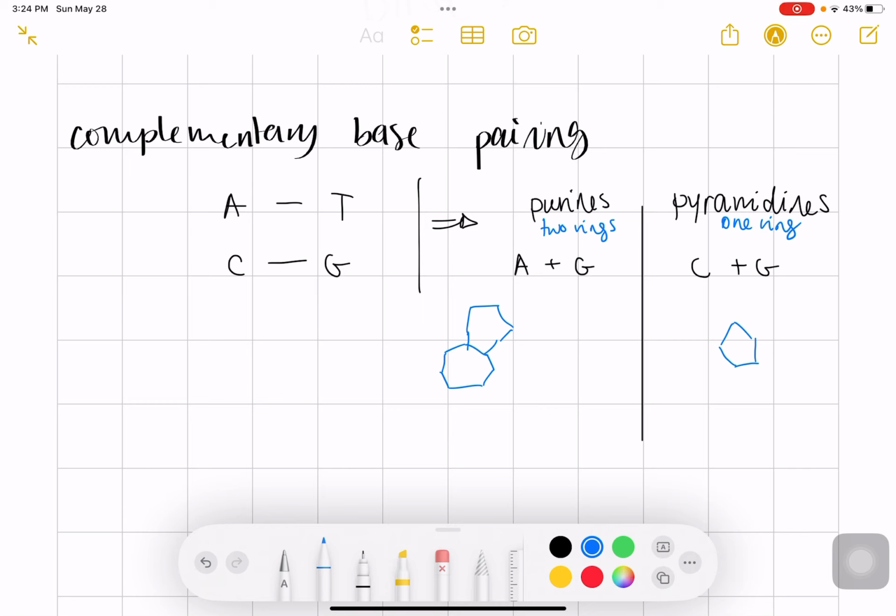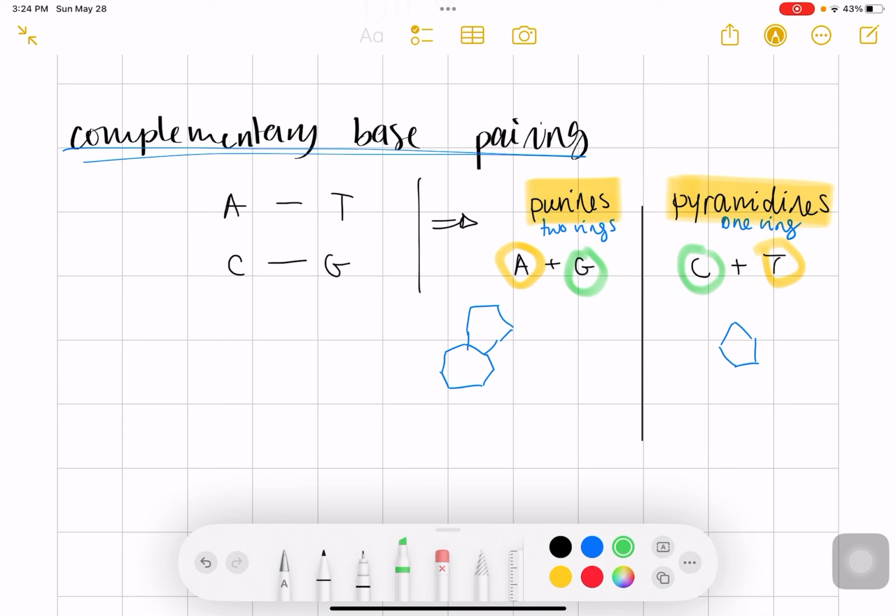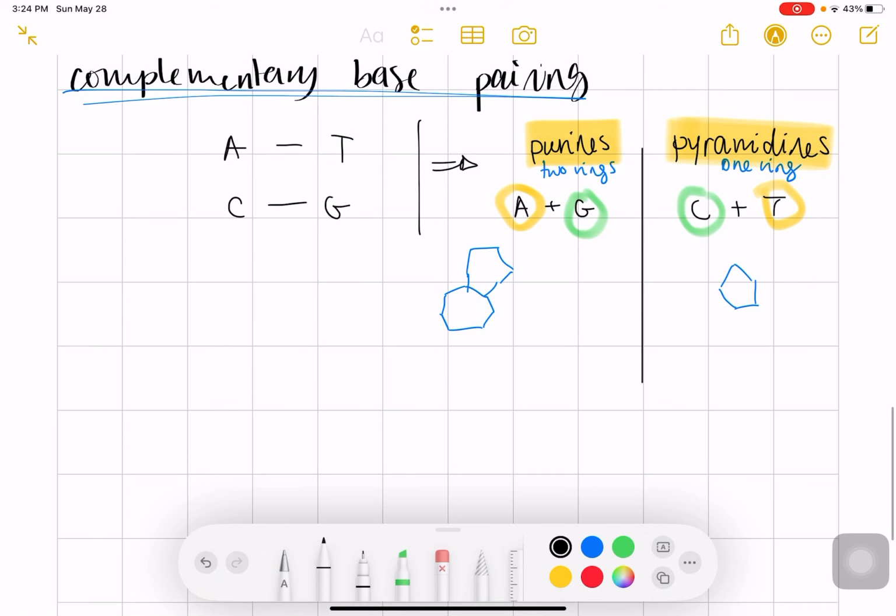A key concept in complementary base pairing is that a purine always has to bond with a pyrimidine, but it's specific. C and T are the pyrimidines. So A always goes with T, and G always goes with C. It's not any purine and pyrimidine, but the specific one.